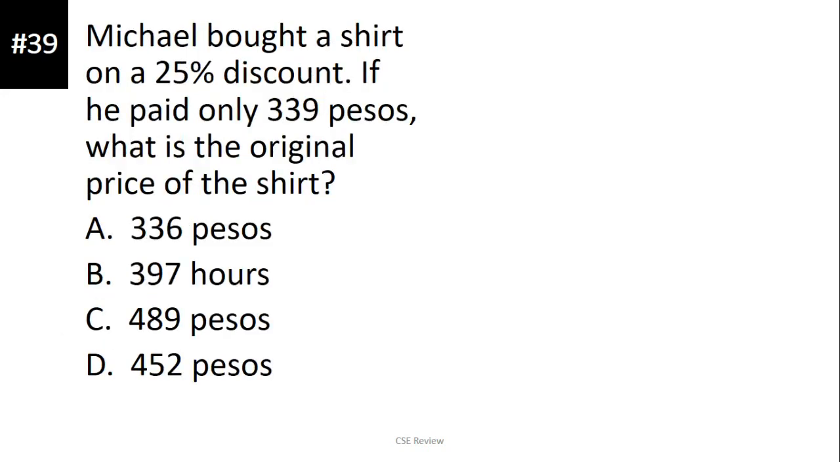39. Michael bought a shirt on a 25% discount. If you paid only 339 pesos, what is the original price of the shirt? Again, number of ways that you can solve it. You can use the traditional method or yung ating ratio rotation method. I'm going to show you the traditional method first.